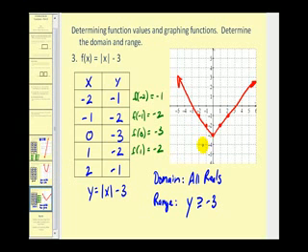There is another video on the domain and range of functions. I do realize that when we first introduce domain and range, it can be a little bit challenging. I hope you found this video helpful.